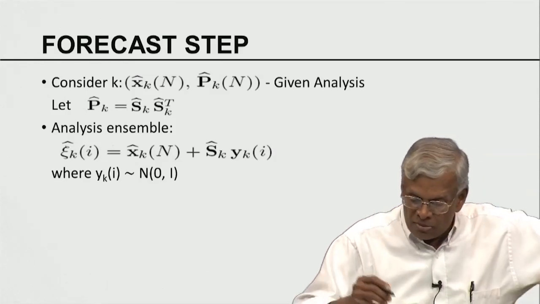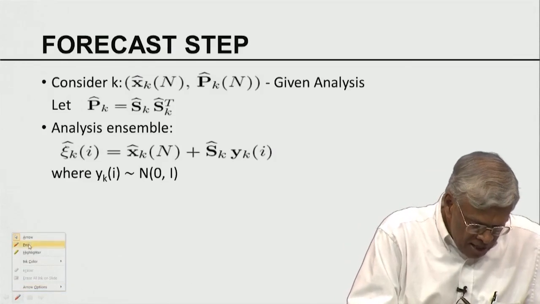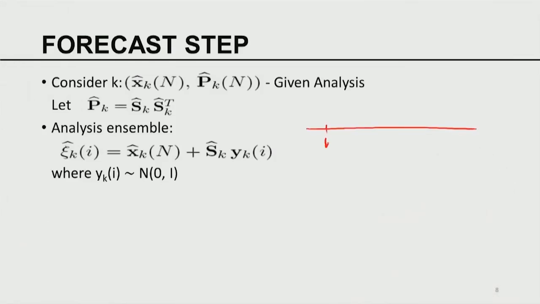So what can I now assume? Let us assume at time k, I have forecast ensembles and analysis ensembles. Hat is analysis, superscript F is forecast. So let this be the analysis ensemble. This is time k. So I have an analysis ensemble of N members. Each point of this is xi k i hat.